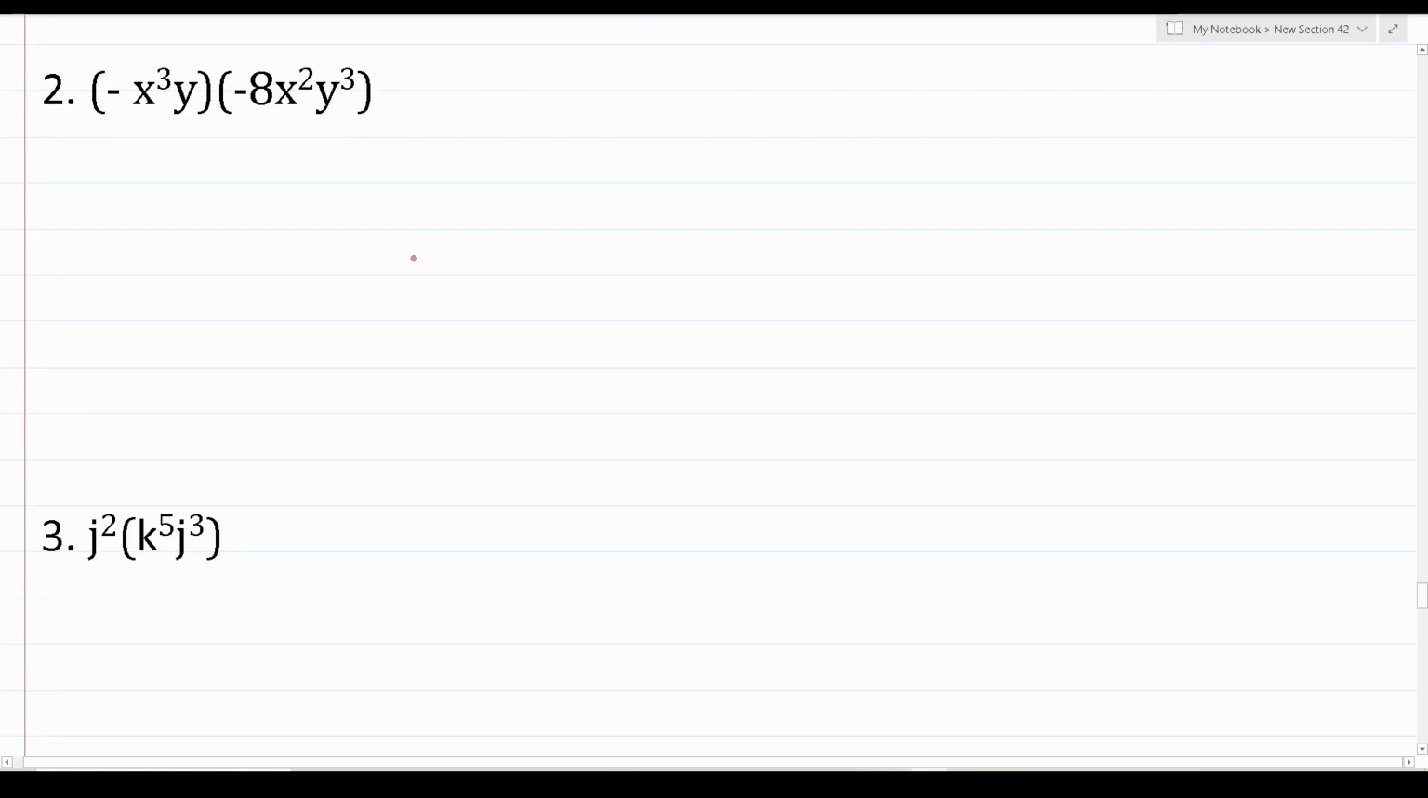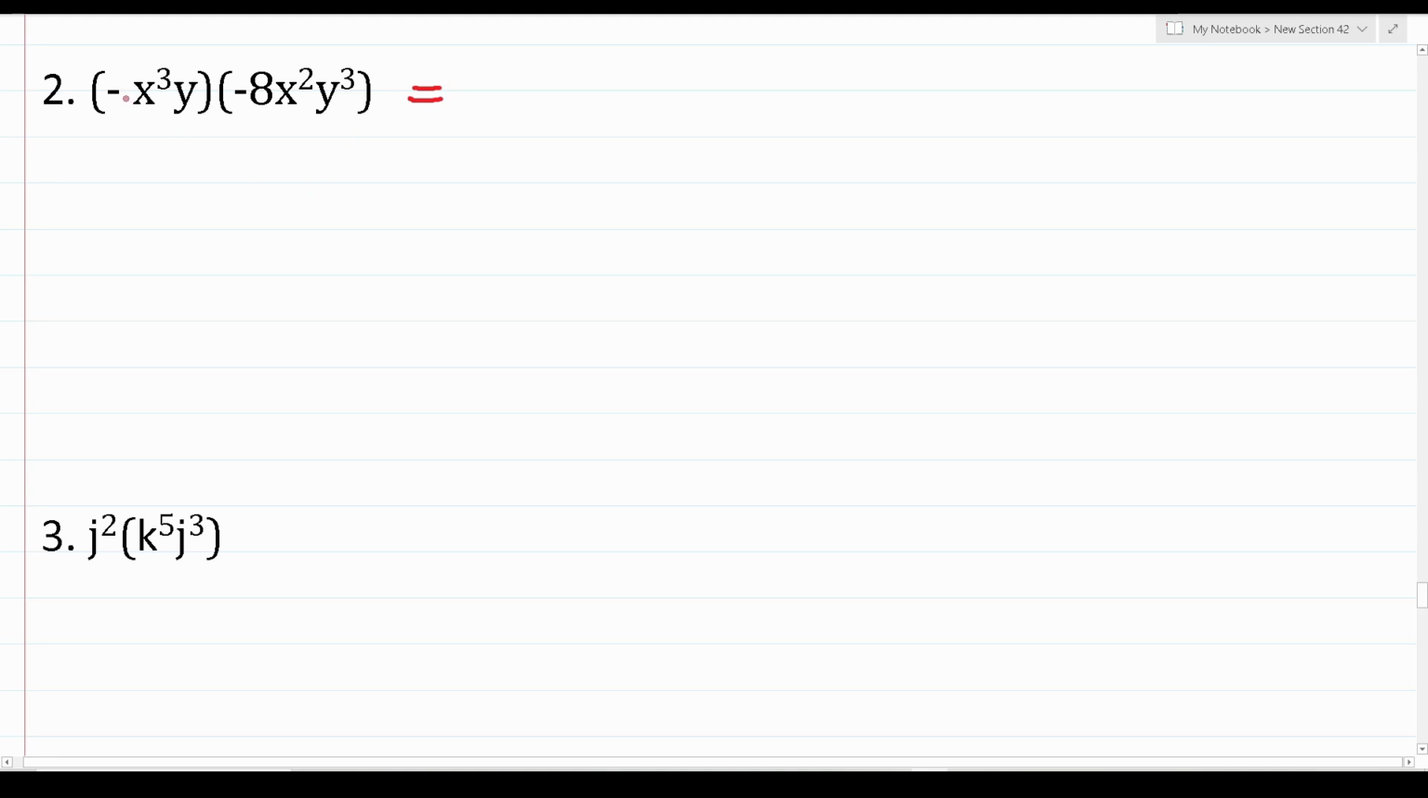Number 2 says negative x to the third y times negative 8x squared y to the third. Again, there's an imaginary 1 here, and there's an imaginary 1 here. I'm not going to express it. Again, you want to get away from using those imaginary ones and just work out the problem accordingly. So let's get started here.